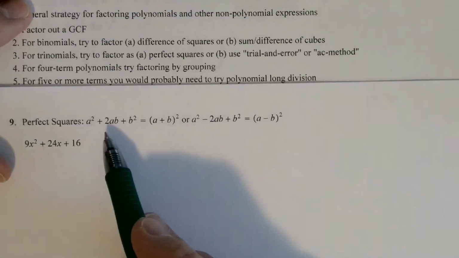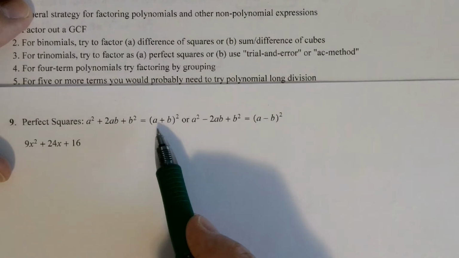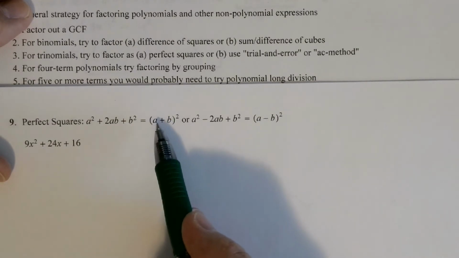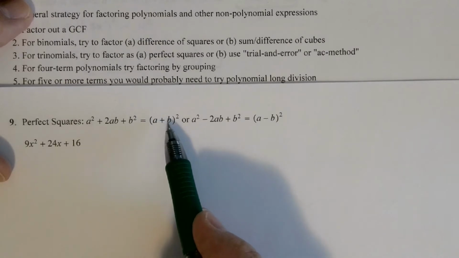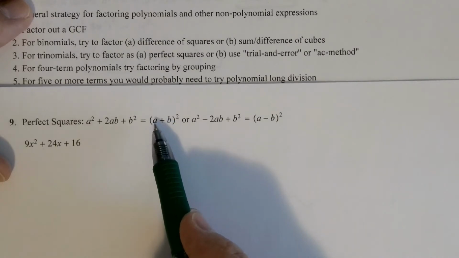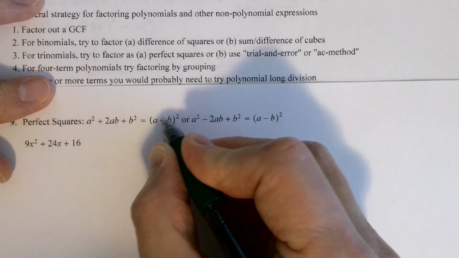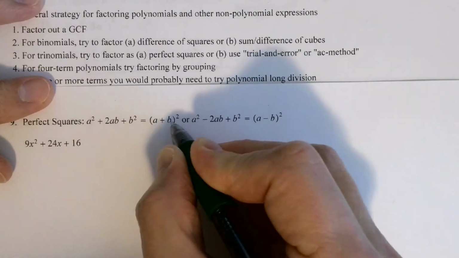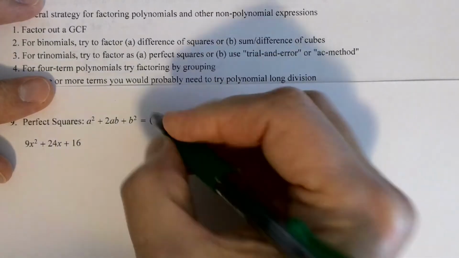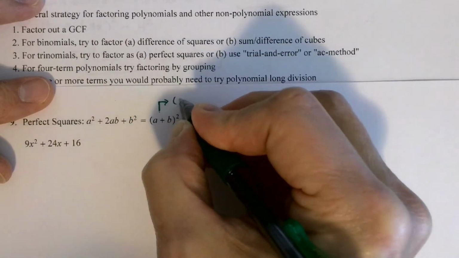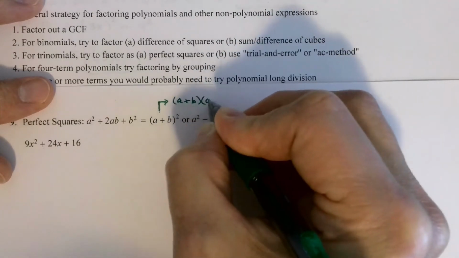Again, here's a formula for a perfect square. When we say a perfect square, we're talking about a binomial that's a perfect square. If I square a plus b, what am I going to get? It's a plus b times a plus b. I don't get a squared plus b squared. You can't distribute an exponent over addition, only multiplication. So remember, this would really be a plus b times a plus b.